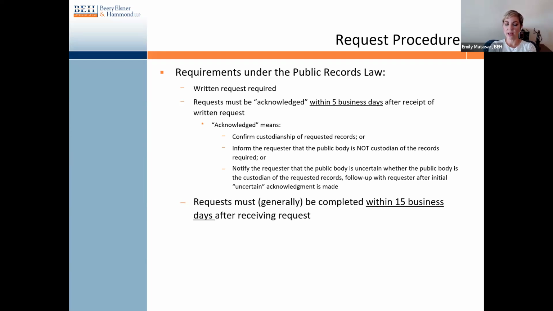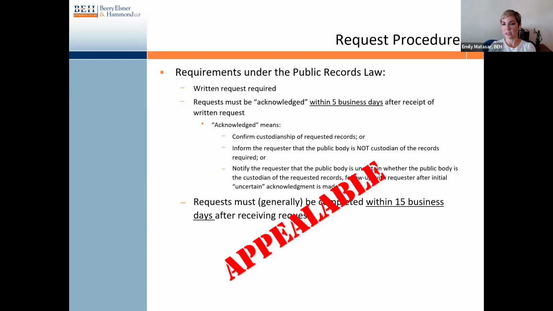Okay, so requests must generally be completed within 15 business days after receiving the request. The law actually says that the public body shall complete its response, quote, as soon as practicable and without unreasonable delay, end quote. And 15 days after receipt of the written request is basically presumed to be reasonable. The failure of a public body to respond within that 15-day period is treated as a denial, and therefore it may be appealed, in which case the public body must demonstrate that compliance was not required, which we're going to talk about on the next slide.